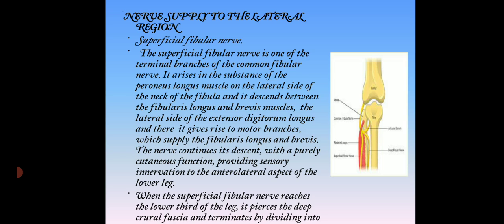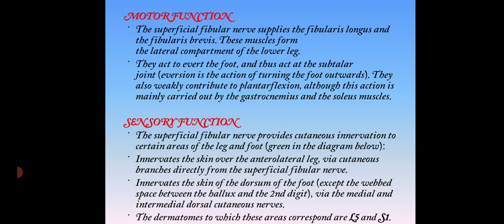Then the nerve continues its descent with a purely cutaneous function, providing sensory innervation to the anterolateral aspect of the lower leg. When the superficial fibular nerve reaches the lower third of the leg, it pierces the deep crural fascia and terminates by dividing into the medial and intermediate dorsal cutaneous nerves. These nerves enter the foot to innervate the majority of its dorsal surface.